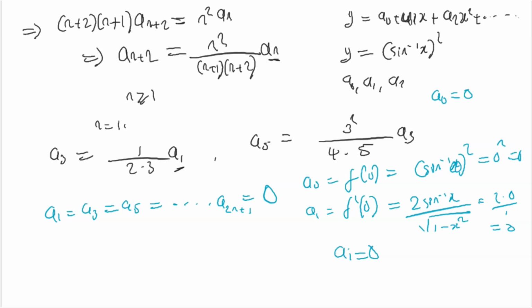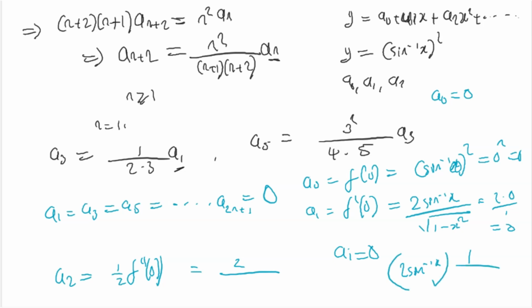Luckily for us, a sub 2 is half of f double prime evaluated at 0. But the problem is that this f prime is a little bit complicated. But I'll show you a trick you can use. This is equal to twice the derivative of, just assume this is 2 sine inverse of x multiplied by 1 over the square root of 1 minus x squared, and we use the product rule. So first of all, take the derivative of this expression and we'll get 2 sine inverse of x.